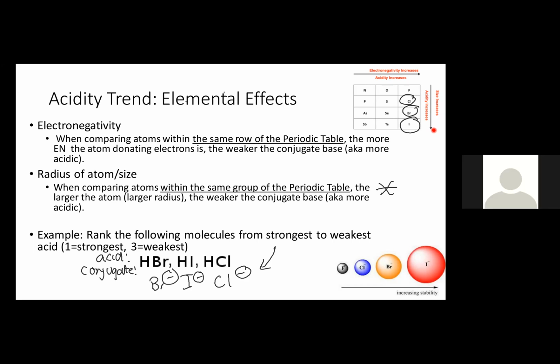HI. Yeah, HI would be more acidic. So this one would be your number 1. And then the next one would be Br, and then HCl, like that.